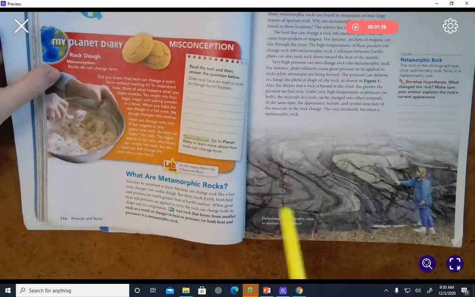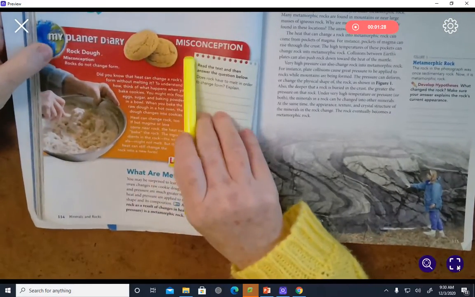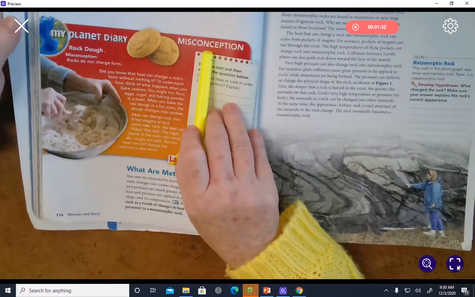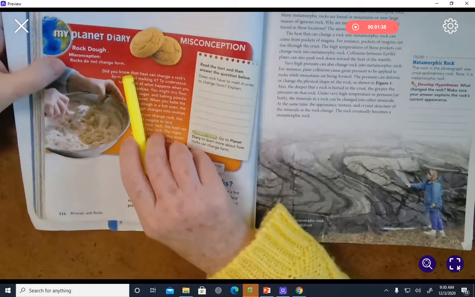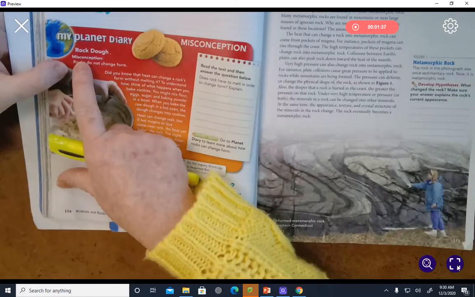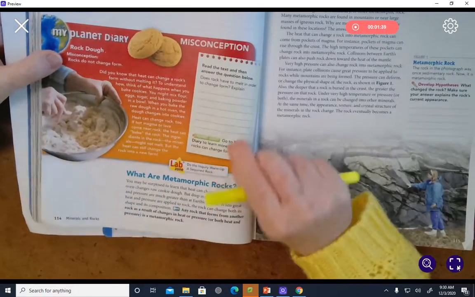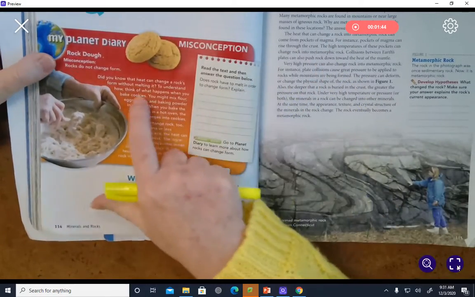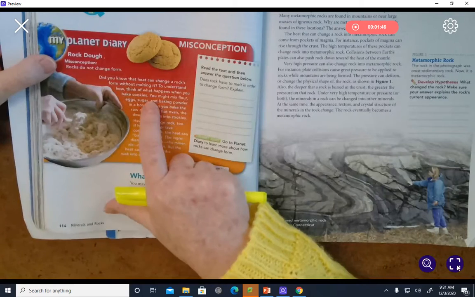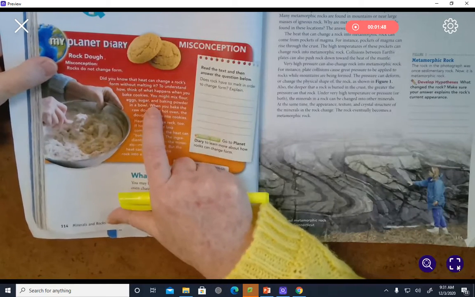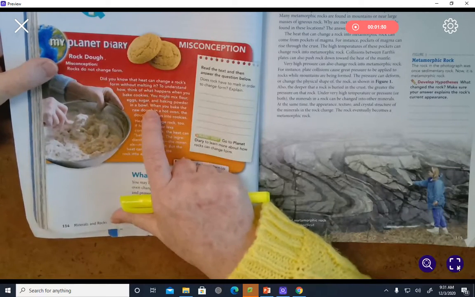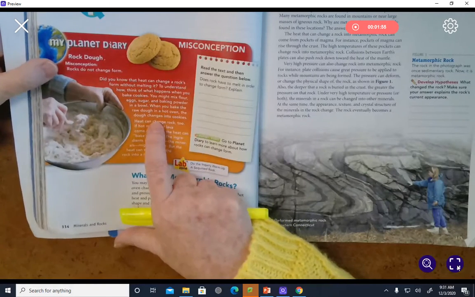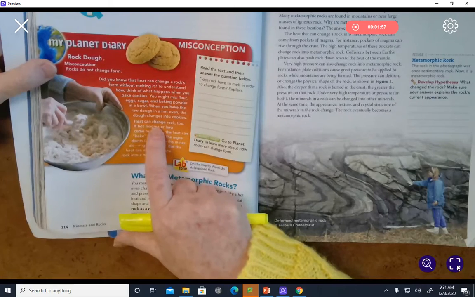So let's get started. My Planet Diary, a common misconception. Let's see what it says. Rocks do not change form. But remember, that's a misconception here. Did you know that heat can change a rock's form without actually melting it? To understand how, think of what happens when you bake cookies. You mix flour, egg, sugar, and baking powder in a bowl. When you bake the raw dough in a hot oven, the dough changes into cookies. Heat can change rock, too.